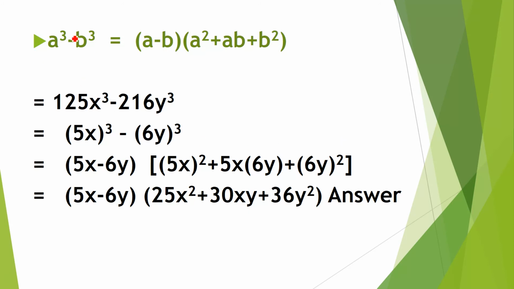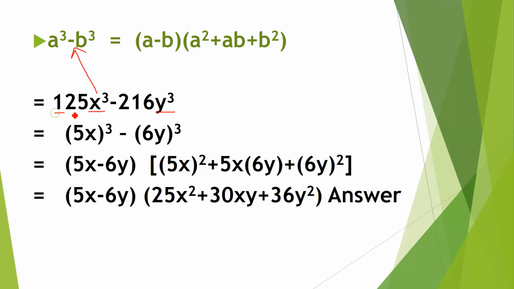I have mentioned the formula here again, so it will be very easy for you to solve the problem. The question is 125x cube minus 216y cube. When you see this is a cube here, this is a cube here, and the sign is negative, right? So at once this formula should come to your mind, a cube minus b cube.